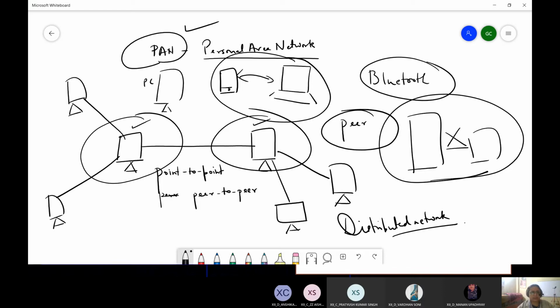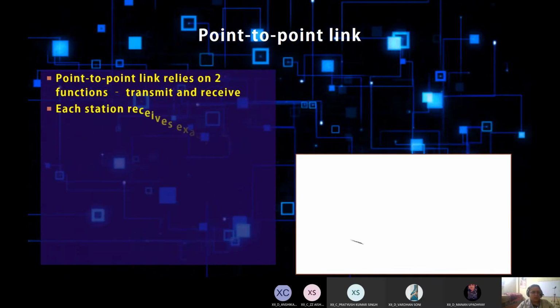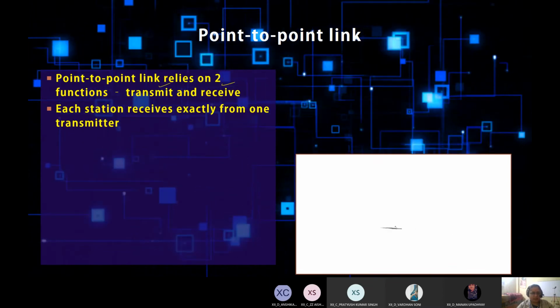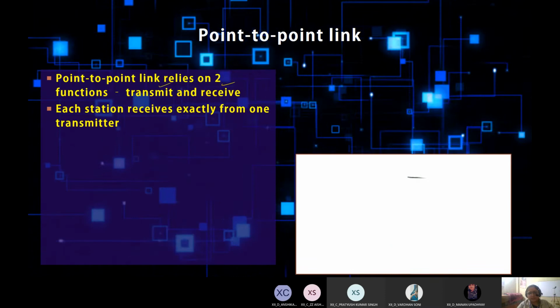Rather, we would have computers which are distributed so that even if one part of the network stops working, the other part continues working. So they rely on two functions, transmit and receive, give and take. Okay, each station receives exactly from one transmitter.